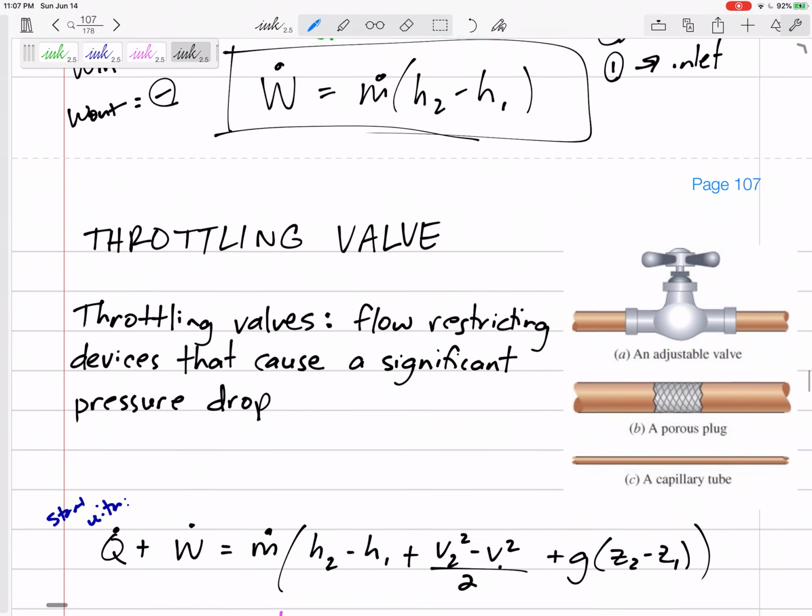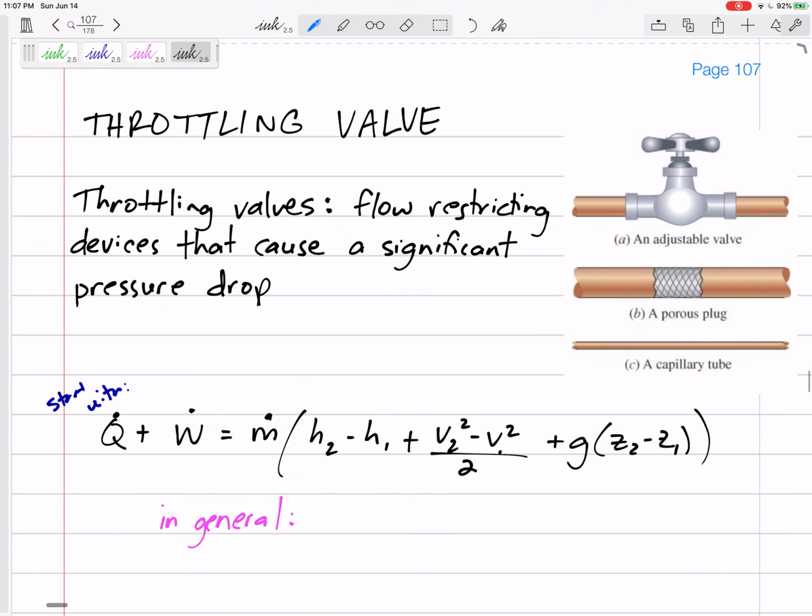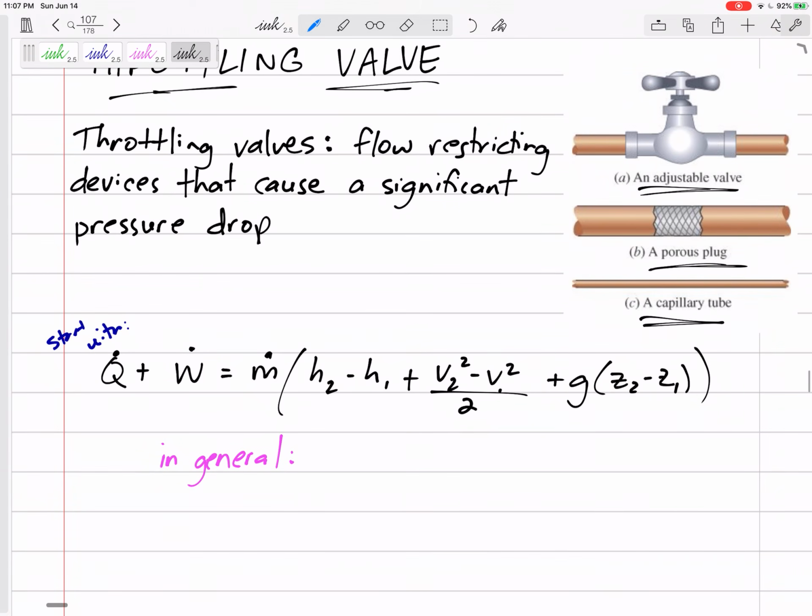Okay. A throttling valve is a flow restricting device. It can be called a capillary tube, a porous plug, an adjustable valve, or a throttling valve. It restricts the flow, and it causes a significant pressure drop. That's kind of the whole idea of a throttling valve, is to drop the pressure.